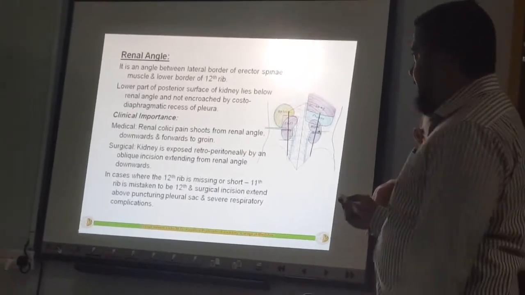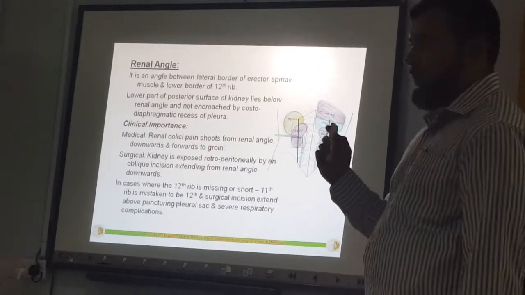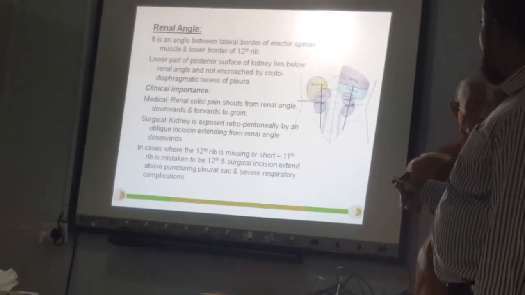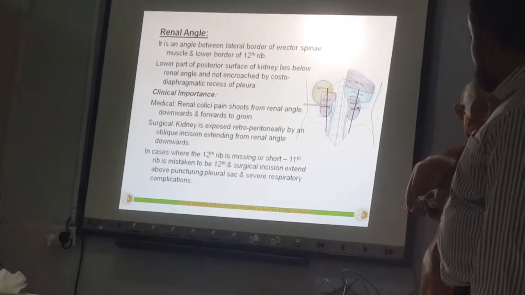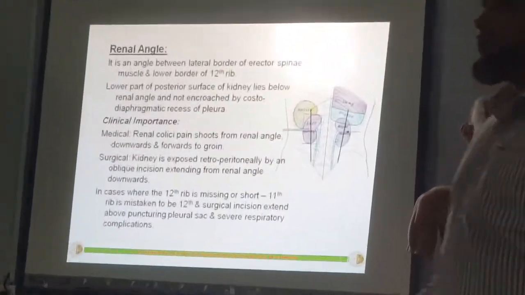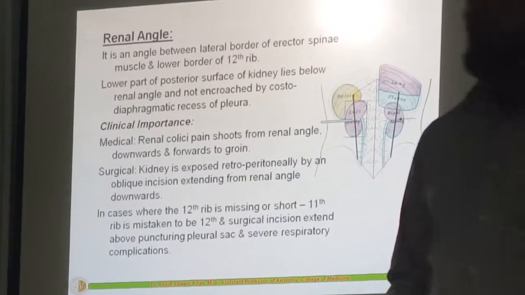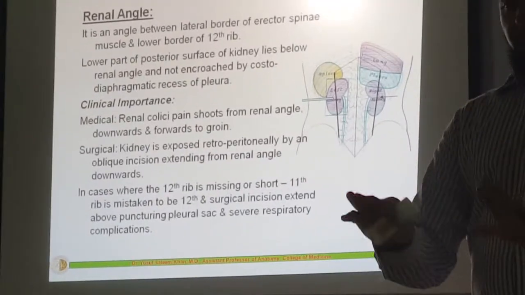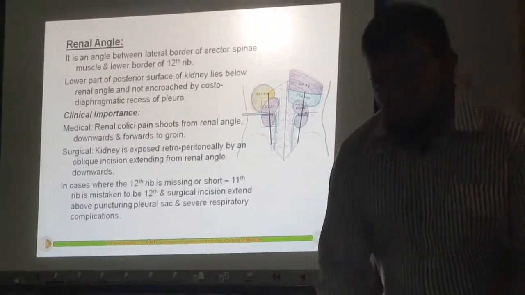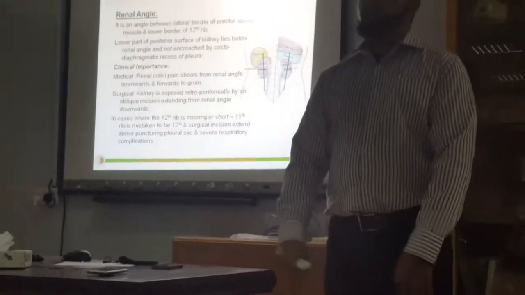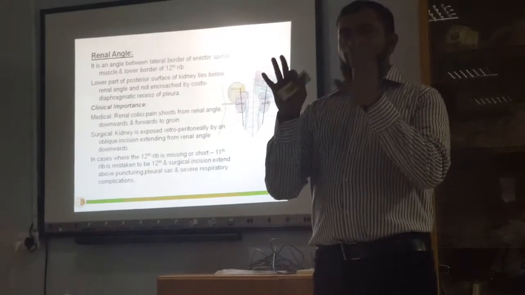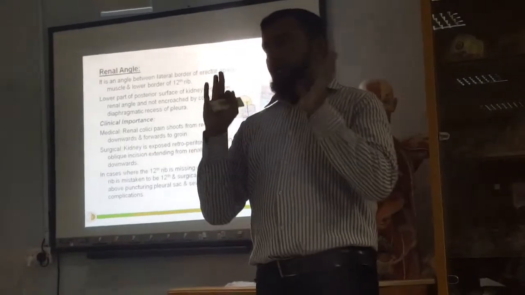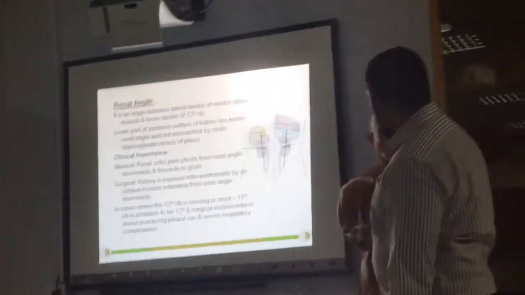There is something called the renal angle. It is an angle between the lateral border of the erector spinae muscle. There is a muscle on either side, which is called erector spinae. Erector spinae is a muscle which will erect the spine. Spine is the vertebral column. This muscle will help you in erection: if you are bending and want to stand, it is a strong muscle which pulls along with other muscles and makes you stand erect. So this muscle is called erector spinae.